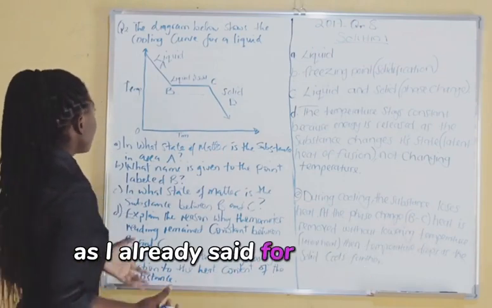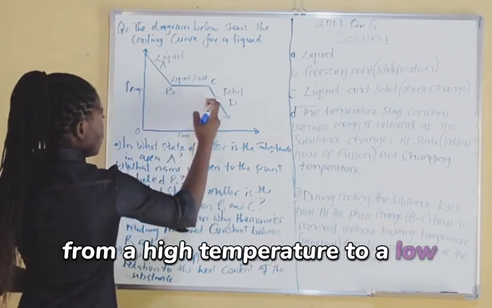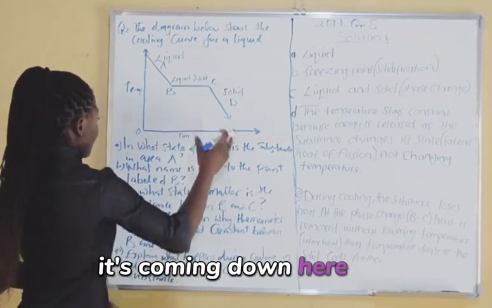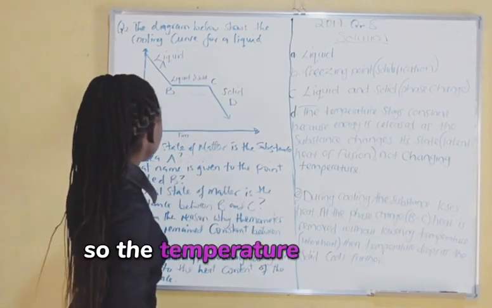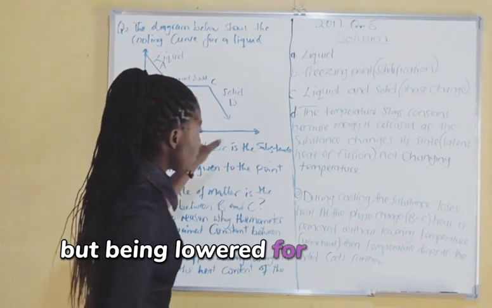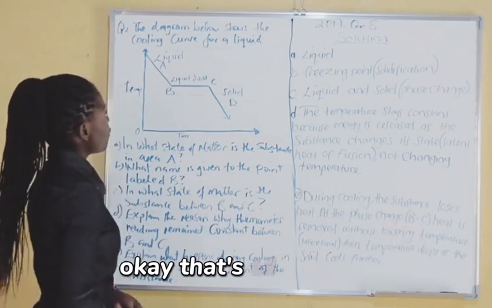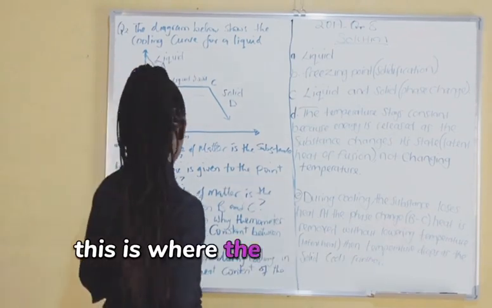As I already said, for the cooling curve, the temperature is dropping from a high temperature to a low temperature. It's coming down here. So the temperature here is being lowered, not raised, for it to change its state from a liquid to a solid. That's all for today. This is where the questions end.